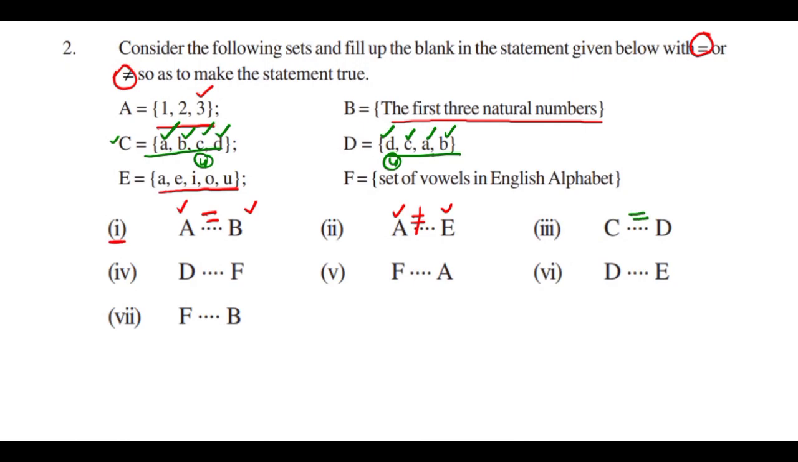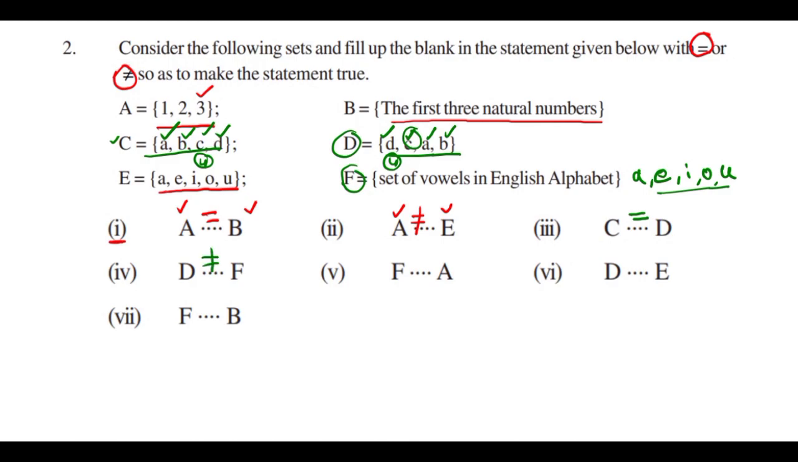Next, D and F. D is A, B, C, D, and F is the set of vowels in the English alphabet. The vowels in the English alphabet are A, E, I, O, U, you know very well, right? Here A is common to both, but for the remaining, this is E here but there is no E in D, and here we have C but there is no C in F. So that means it is not equal, right? So put the symbol not equal.